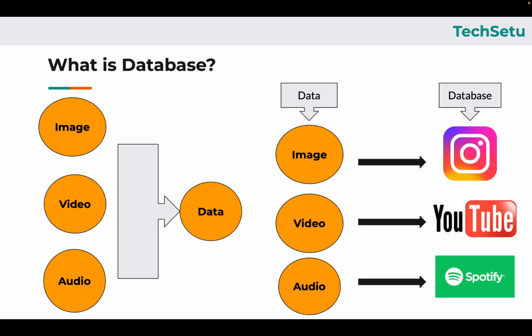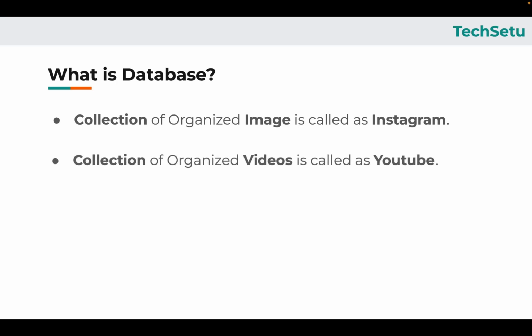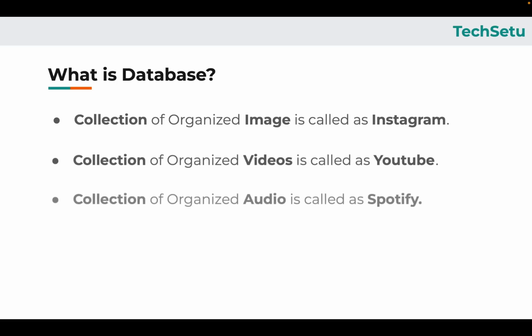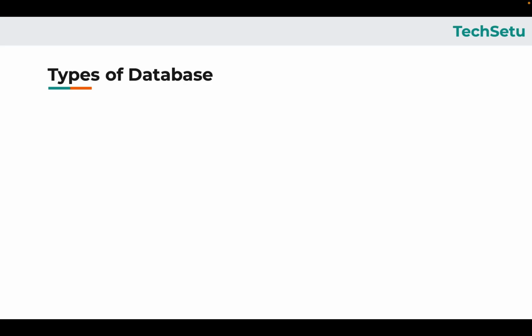So what we can conclude from this is that the database of Instagram stores only images, the collection of organized videos is YouTube, and similarly, the collection of organized audio is Spotify. With this example, we can conclude that the collection of organized data is called a database. Now from this example, it's clear what a database is. Now let's see what the types of database are.